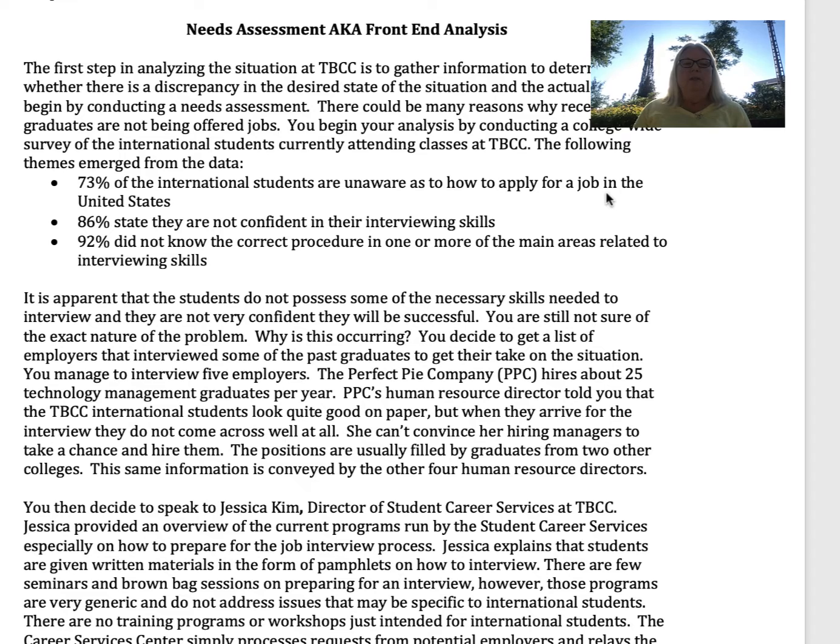Okay, so we determine that 73% of the students are unaware how to apply for a job. That's a pretty big percent. 86% aren't very confident in interviewing, so that's huge. And 92% don't know the correct procedure in the main areas related to interviewing. So these appear to be major issues.